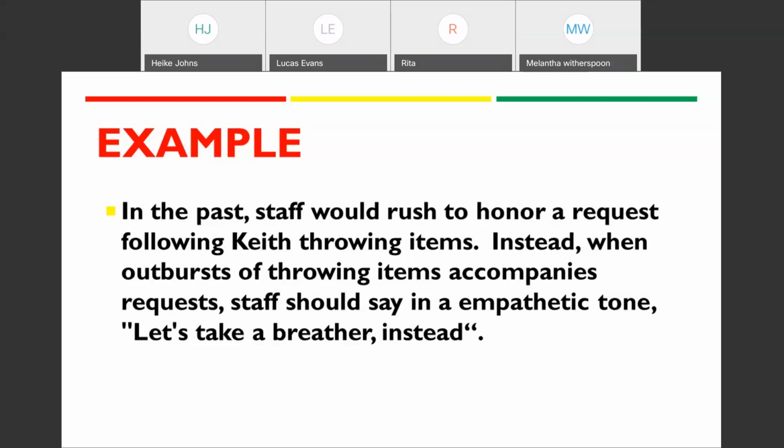Well, good call. Take a breather. It could be better defined, but let's say this function is creating distance between making a request and getting it met, contingent on doing something like throwing items. So let's just take that. I would say it is a timeout from reinforcement in that situation. Is that okay to do in our setting?